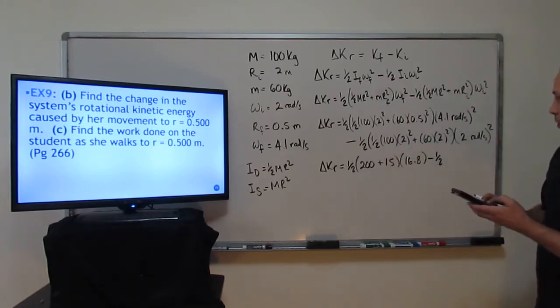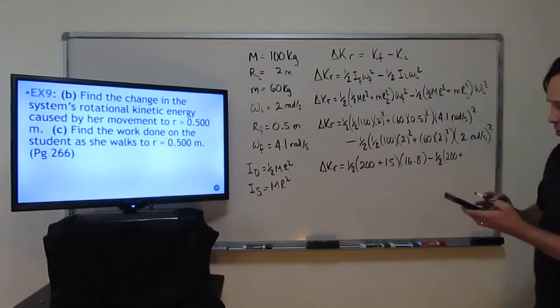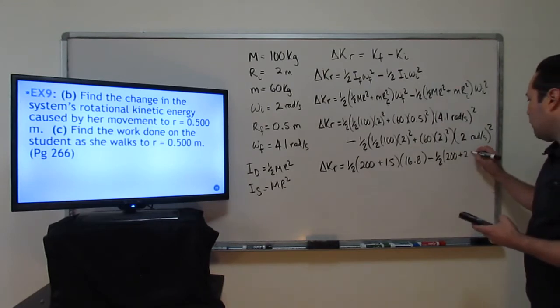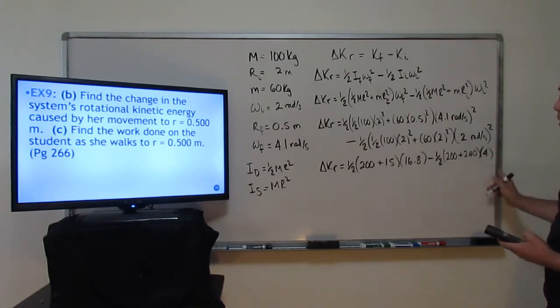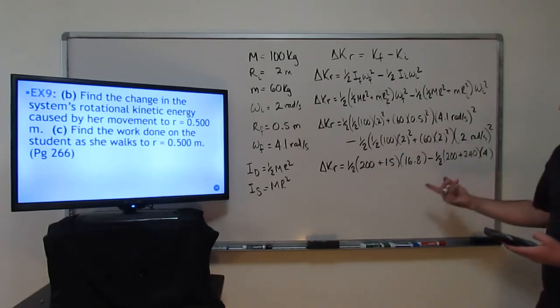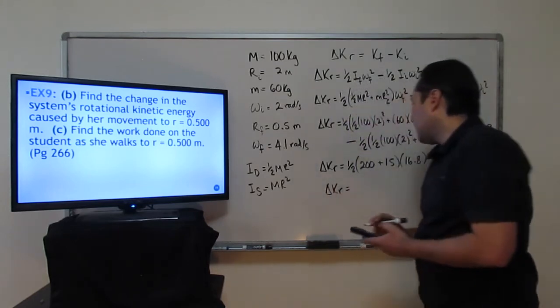And let's plug everything in here. Let's see, we've got 0.5 times 100 times 2 squared gives me 200, plus 60 times 2 squared gives me 240. Multiply times 2 squared, that is a 4. All right, so we've got all of this. Now let's do one final plug into the calculator and get our answer.